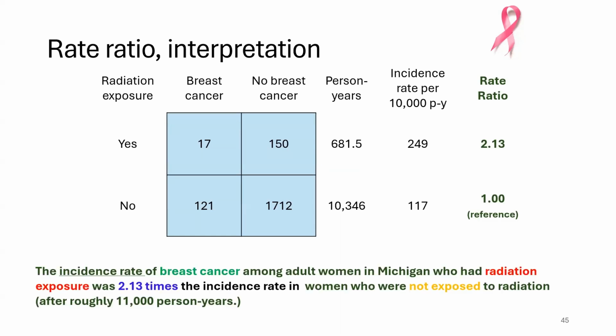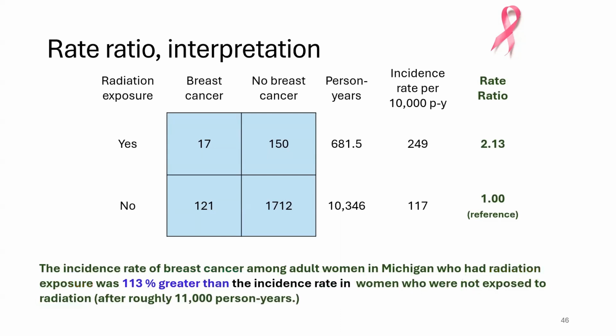So in this case, you could interpret it as the incidence rate of breast cancer among this particular sample population who had the exposure was 2 times the incidence rate in women who were not exposed to radiation. Or you could also say that they had 113% greater incidence. The incidence rate was 113% greater among the women who were exposed compared to those who were not exposed. Again, if 1 is our null measure, 113% would represent the difference between this and 1.